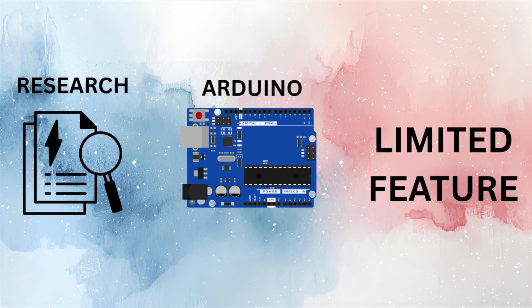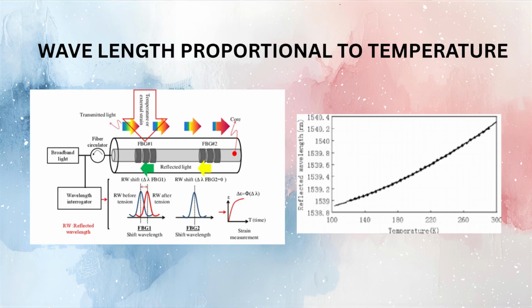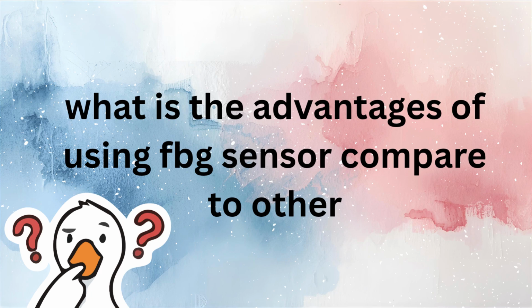Much of the research is still limited to Arduino, which prevents us from uploading data to the cloud for real-time monitoring, analysis, and logging. They are merely demonstrating that the wavelength shifting is proportional to the temperature. What are the advantages of using an FBG sensor compared to others?